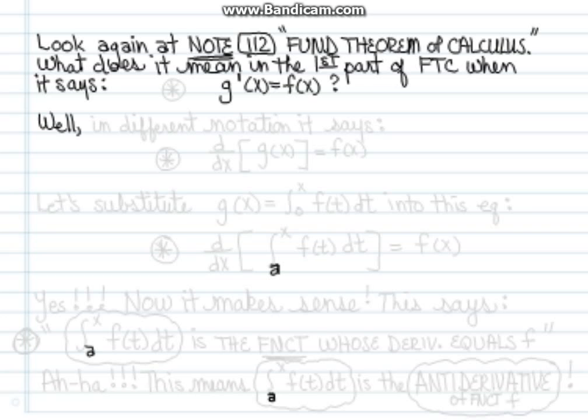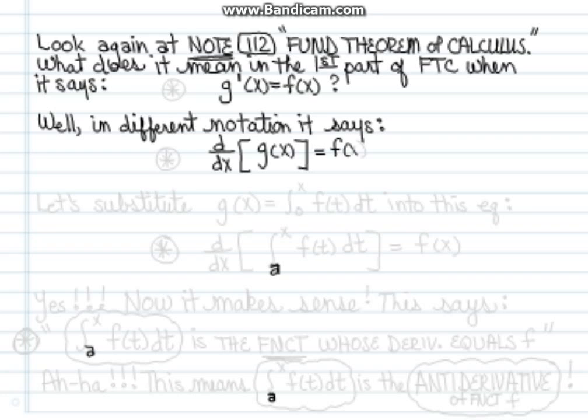What does that mean? Well, in different notation, how would we write this in Leibniz notation? We would say, instead of saying g prime of x, we would express the derivative with respect to x, d/dx of g of x is equal to f of x.